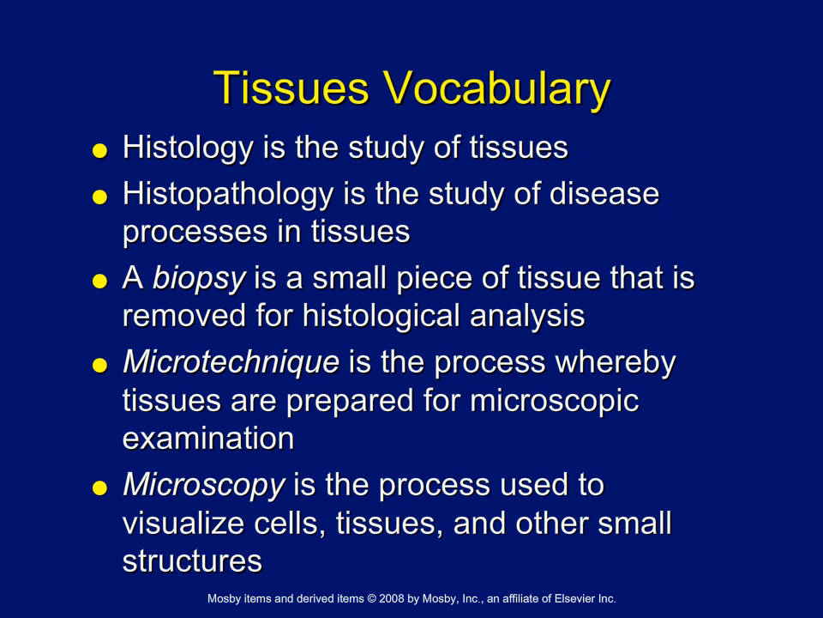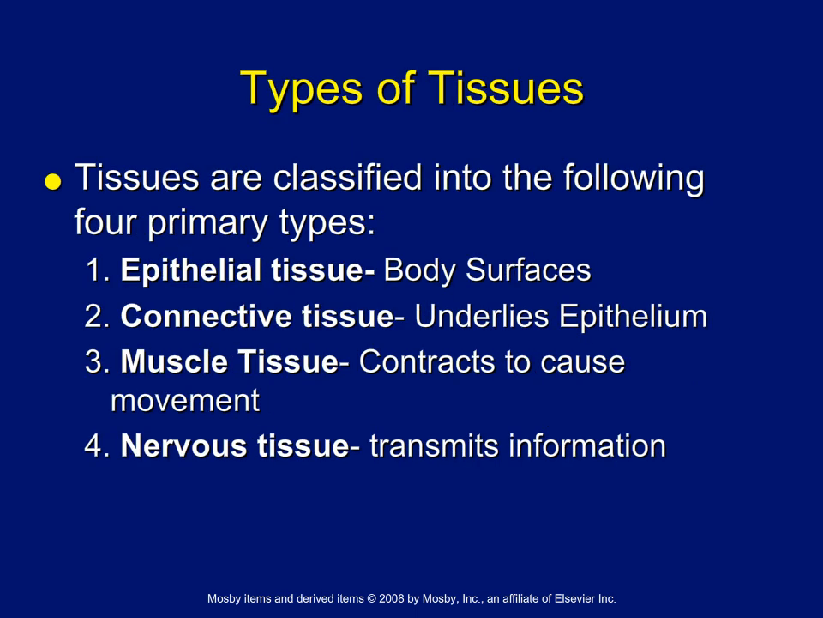Now we're going to talk about at the end of the lecture the specific types of processes that we do in order to take something from a biopsy and finally take it all the way through till it's on a microscope slide. And this process is called microtechnique. And of course, microscopy is the process we use to actually visualize the cells, tissues, or whatever else we're looking at on that specimen. So tissues can be classified into one of 4 major categories, and these include epithelial tissue, connective tissue, muscle tissue, and nervous tissue.